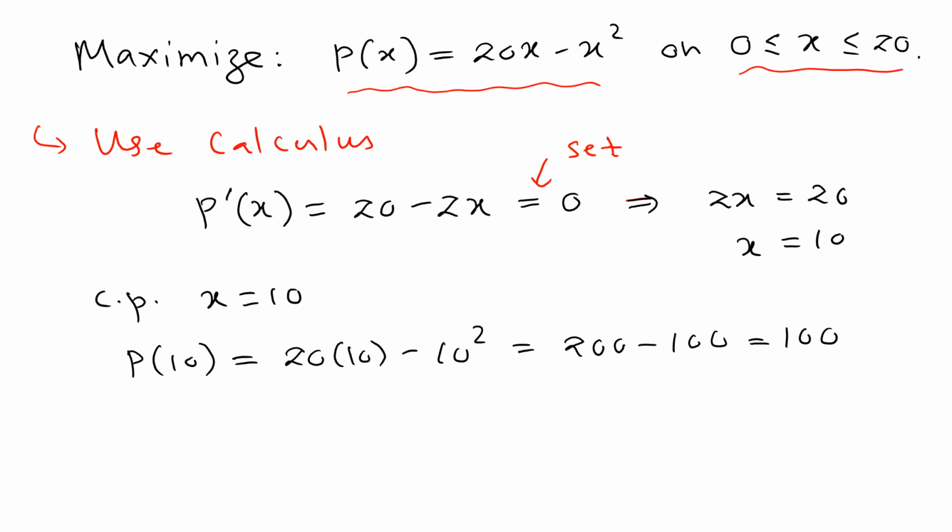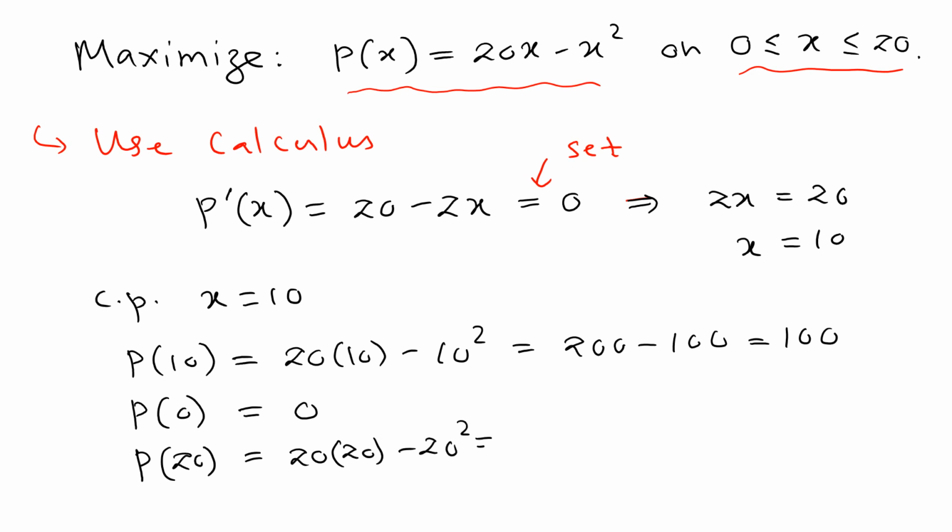So we also need to evaluate the function at the endpoints. What are the endpoints? One is 0, and when you plug in 0, you clearly get 0. And the other one is 20. That's the reason why we need those endpoints. When you plug in 20, you get 20 times 20 minus 20 squared, which is also 0. So these are all 0, and you clearly see that 100 is the largest value.